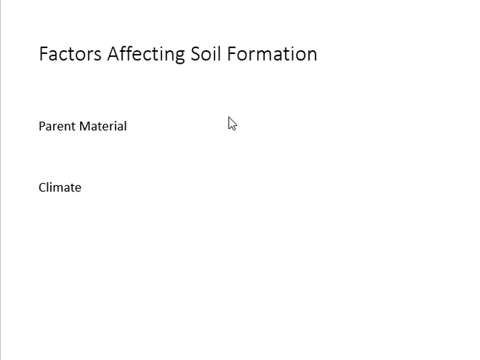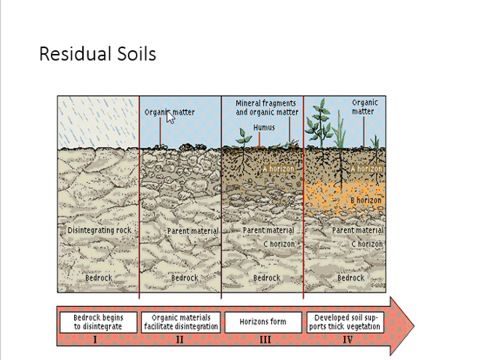There are many factors that affect this soil formation process, and we're going to talk about two of them: parent material as well as climate. Parent material is where the soil comes from, and as a result, we have two classifications for soils: residual and transported soils. Residual soils form in place. Think of the word resident. You are a resident of Rochester, for example.